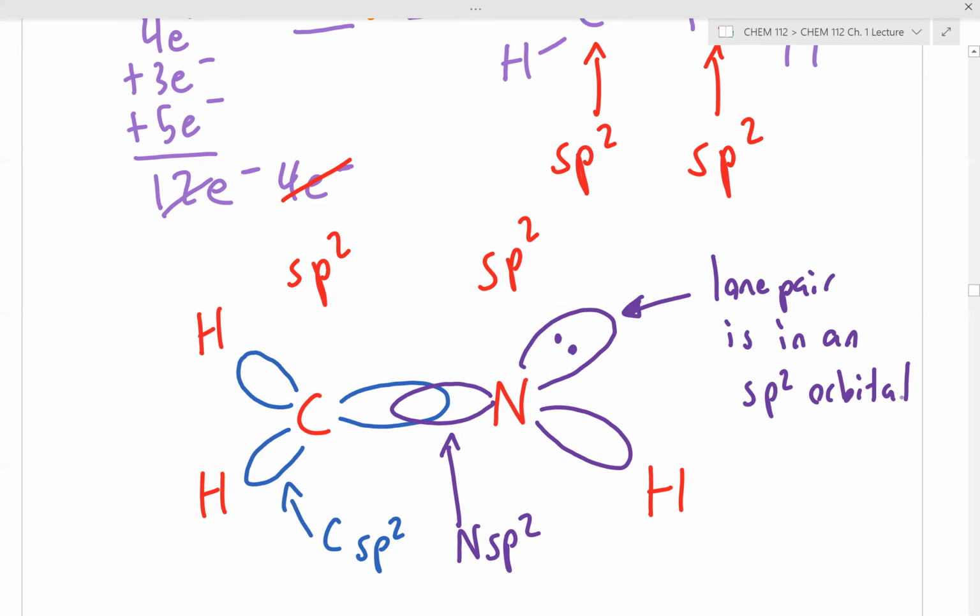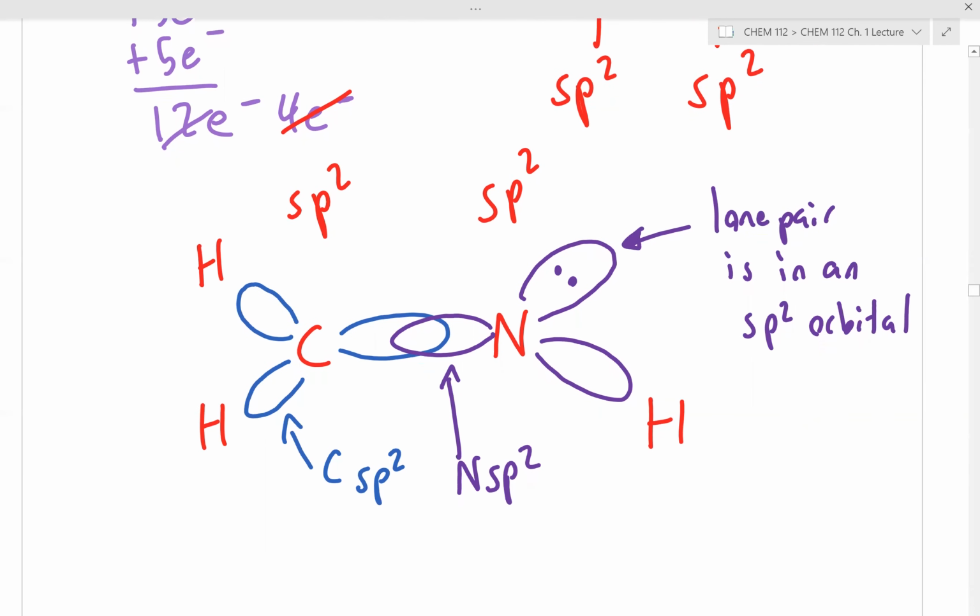Okay, to round out this picture, we have established and formed a carbon-nitrogen single bond. So this is our sigma bond. Let's label it as such. This is a sigma carbon sp2 plus nitrogen sp2. Perfect. So we've described the single bond between carbon and nitrogen.